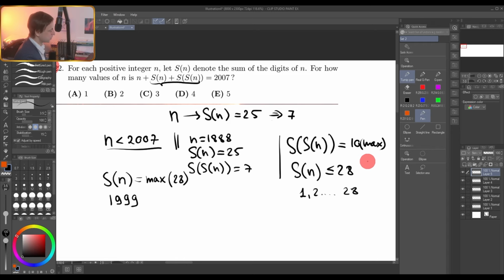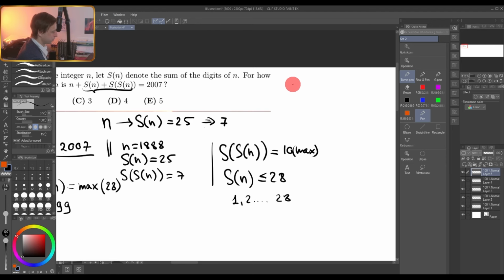Perfect. In this case, we have a very simple estimation. This one has a maximum value of 28, and this one has a maximum value of 10. So the maximum value of this sum is 38. And therefore, as you can see, n has to be pretty close to 2007. It means that we have a very limited amount of n that we should work with.